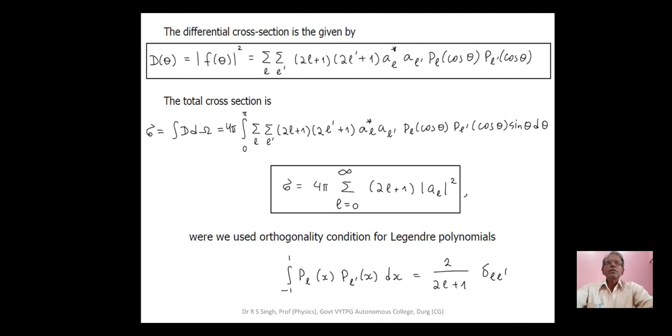Now the differential cross section is given by the square of the modulus of f(θ), and the total cross section σ is obtained by integrating this differential cross section over dΩ, and we finally get for the total cross section σ equal to 4π summation over (2l+1)|A_l|², with the summation taken over values l equal to 0 to infinity.